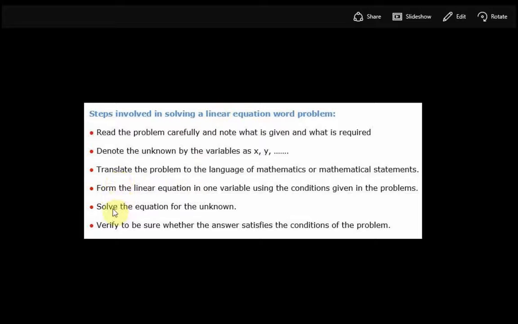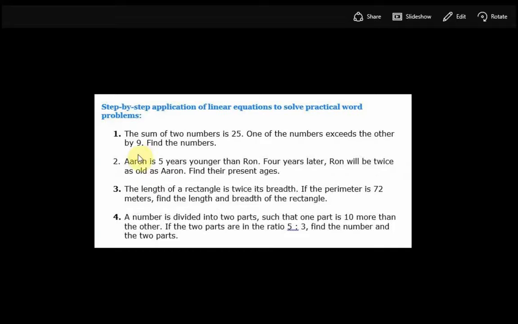Forming, because you cannot solve before forming. So we have step 1, 2, 3, 4. Step number 4, you form this algebraic equation, then you solve it. So we form it first and then we solve it. We are going to do this from word problems. This here: the sum of two numbers is 25. One of the numbers exceeds the other by 9. Find the numbers. We will do this by following these steps here.